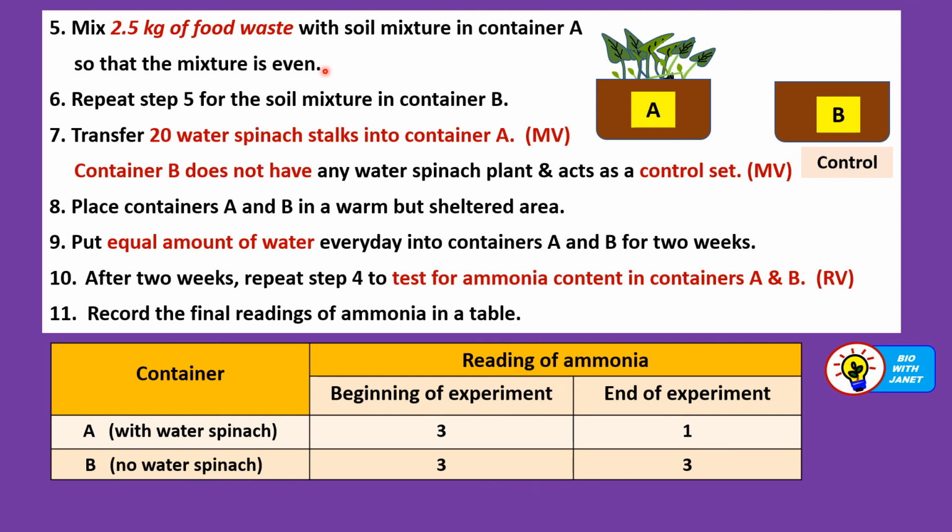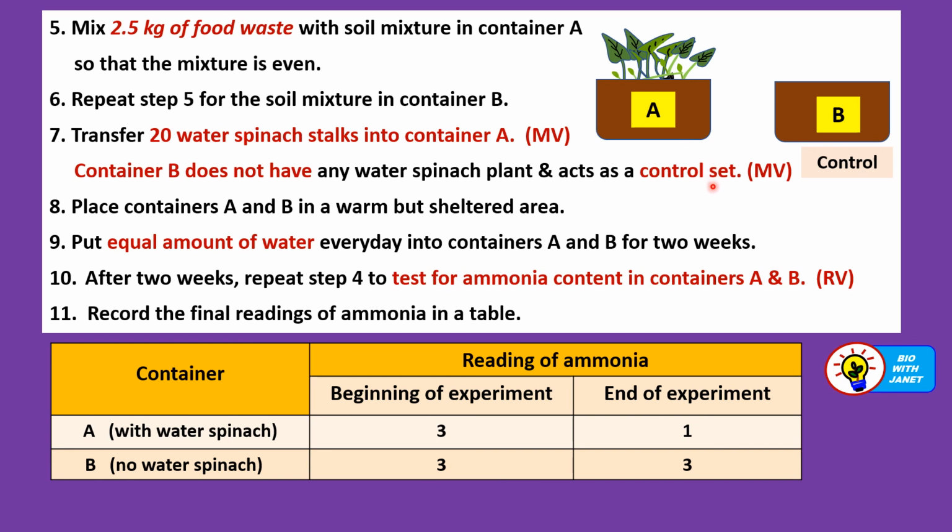Now, mix 2.5 kg of food waste with soil mixture in container A so that the mixture is even. Okay, so now we're going to put in the food waste into the soil mixture. And in container B also we do the same. But for container A, number 7, transfer 20 water spinach stalks into container A, whereas container B is left without water spinach plants at all. So this is the control. Container B is a control.